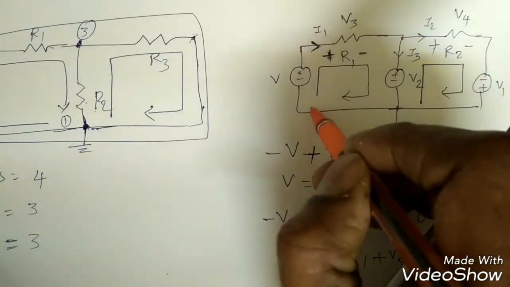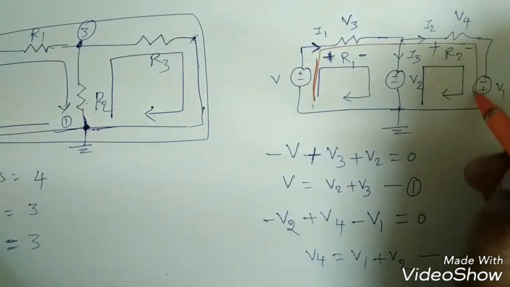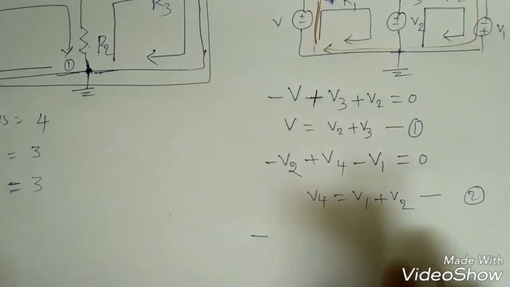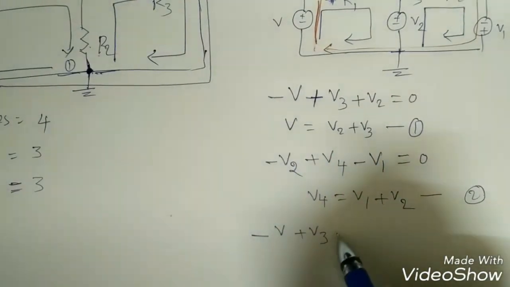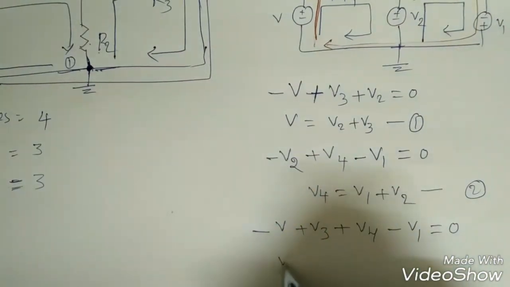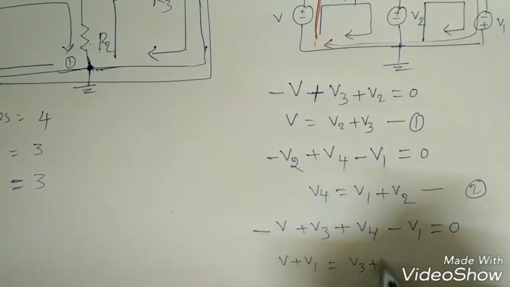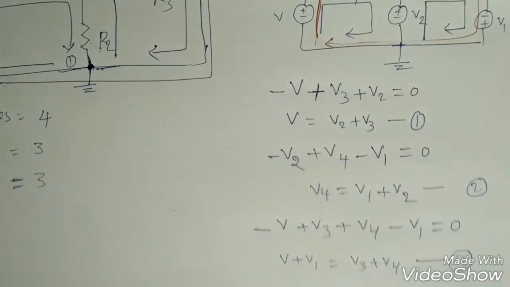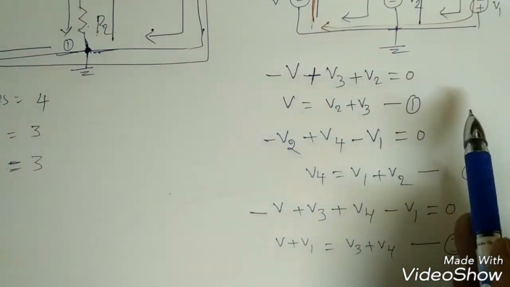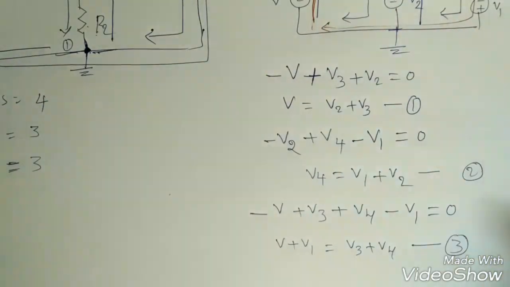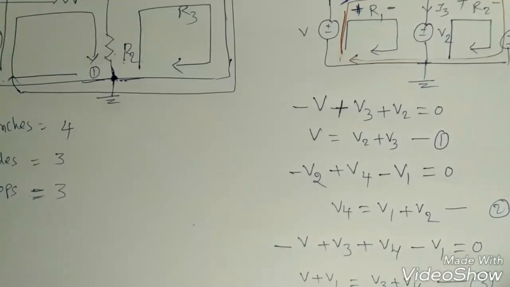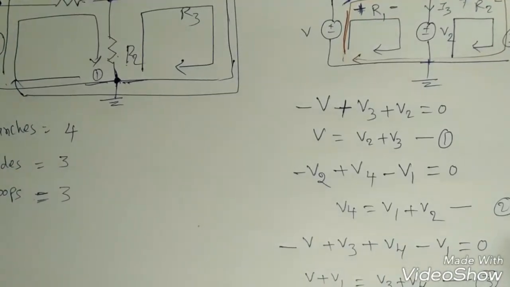Now the third path also will be there, so I can write the outer loop like this, right? Now if I go like this, it will touch minus V plus V3 plus V4 minus V1 is equal to 0. So if I rearrange, V plus V1 is equal to V3 plus V4, this is 3. Now whenever you are getting the minus or plus, we can say one is drop, one is rise, right? Anyway, that does not matter here. So only the algebraic sum of the voltages around any closed loop will become 0, right? So that is our example about the KVL.